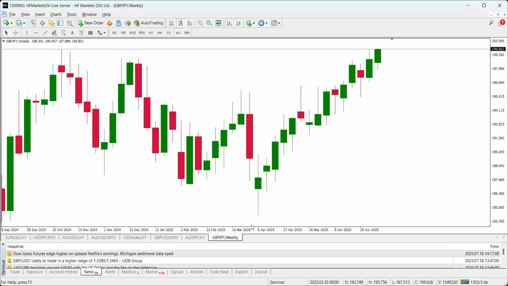For example, Pound JPY has been going up steadily since the first week in April, right? We can see that because all of these have been weekly moves. Weekly.